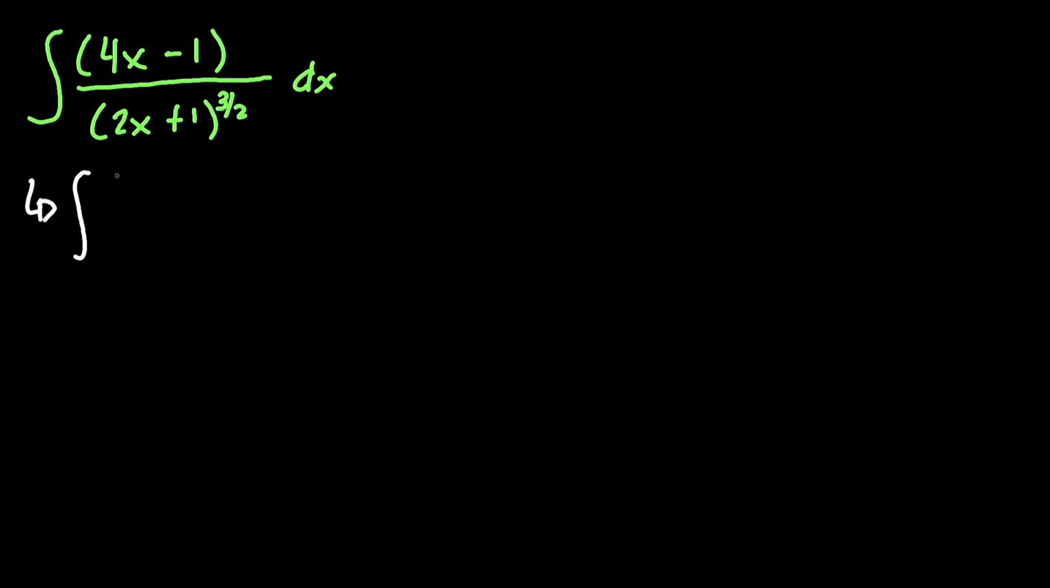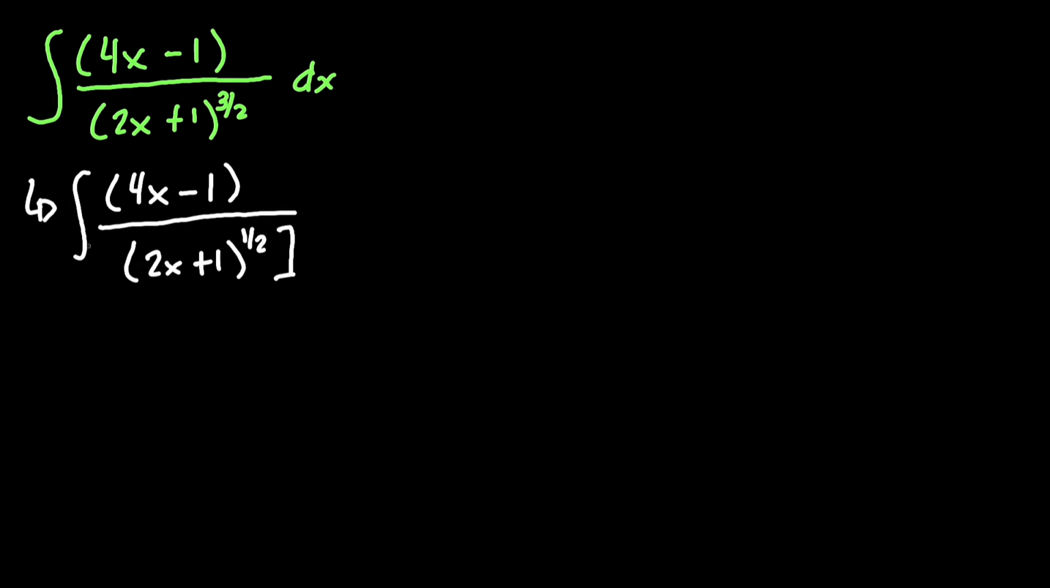So it would become the integral of 4x minus 1 over (2x plus 1 raised to the power of 1 half), and let's raise this to the power of 3. This expression is the same as this. We just simplified it in the form of square root, because 1 half raised to the power of 3 is simply 3 halves. And now let us start substituting it.